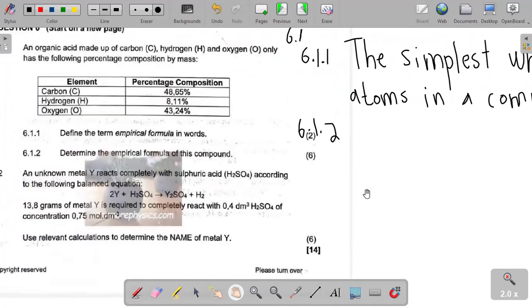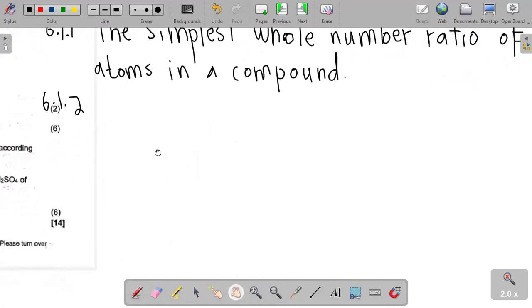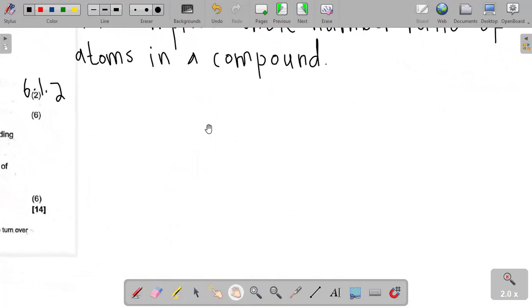And then we're supposed to determine the empirical formula of this compound. Like I said, we use the table here. The table will have 3 elements. So we should draw the table here.